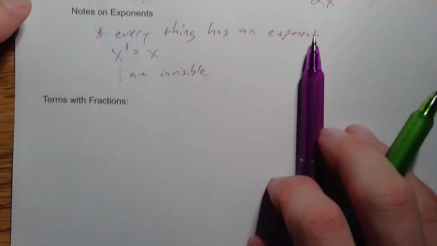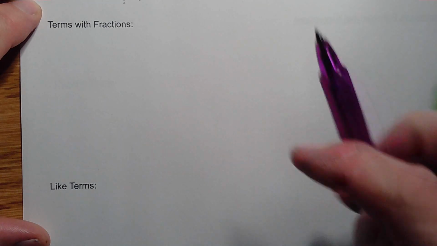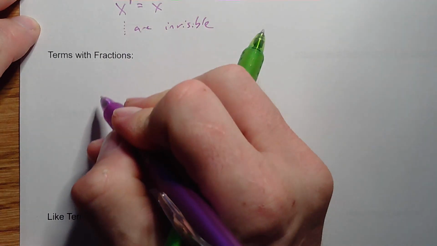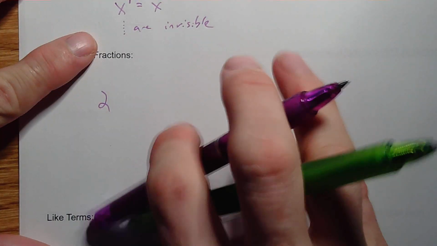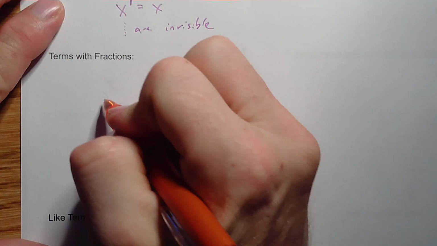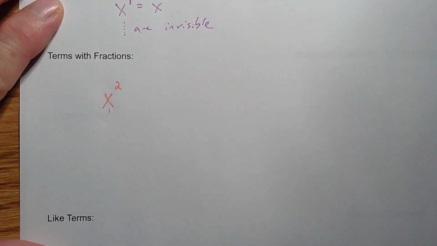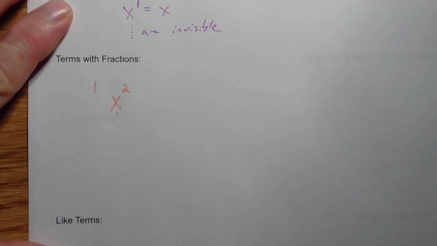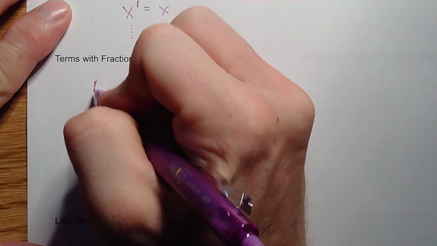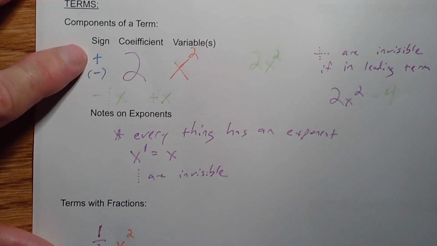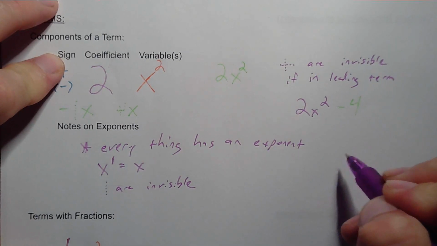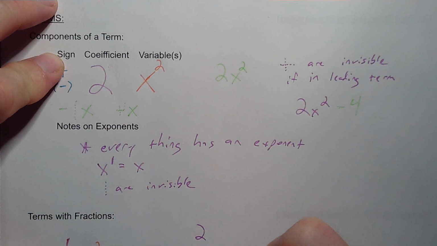Okay. Now I'll talk about terms with fractions. Okay, say I took this x squared here, right? But instead of 2, it's 1/2. Say our coefficient now is 1/2. Well, if we look at this one and we write 2x squared, what's another way to write 2? Well, another way to write 2 is 2 over 1.